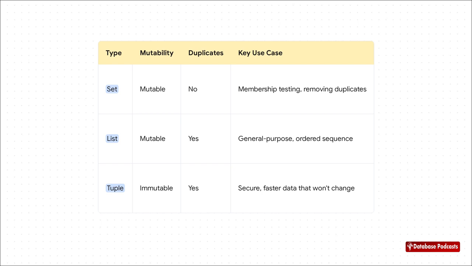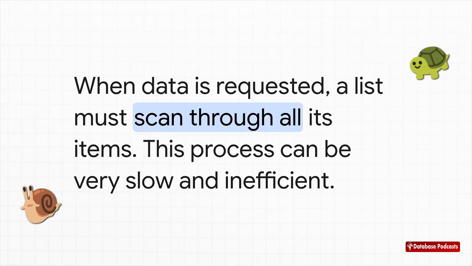It's kind of like a list, but with one huge difference. Once you create it, you can't change it. It's immutable. That makes it really fast and safe for data that you absolutely do not want to be altered by accident. And here's the kicker.